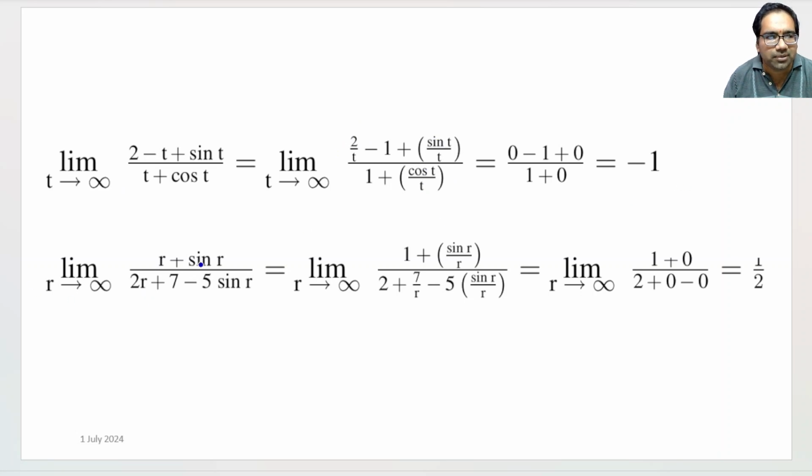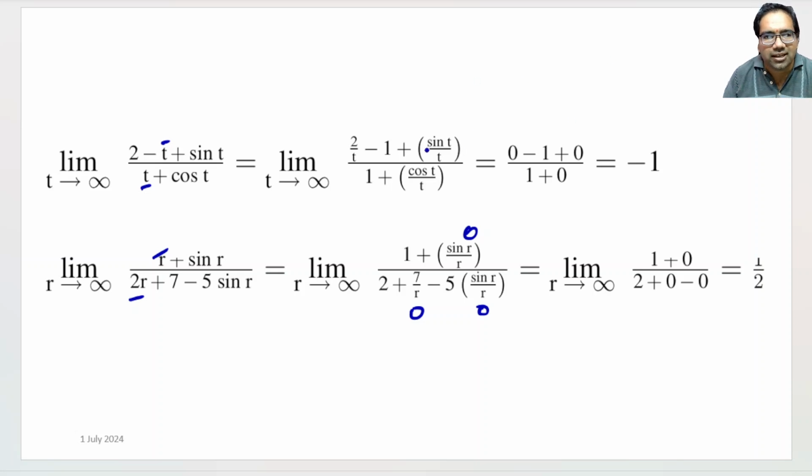Similarly, here also we'll divide numerator and denominator by r. We'll get 1 plus sin r by r. Here, this r will get cancelled. 7 by r will be left, minus 5 sin r by r again. So this is 0, this is 0, this is 0. We'll be left with 1 by 2. Basically, the coefficients of r and 2r. Here also the coefficients of minus t and plus t.